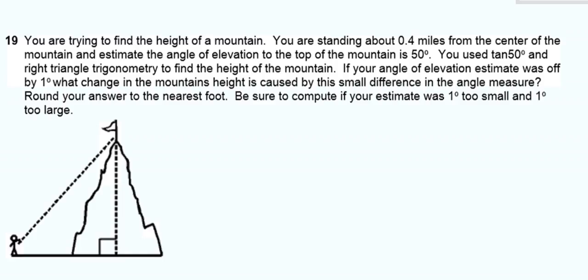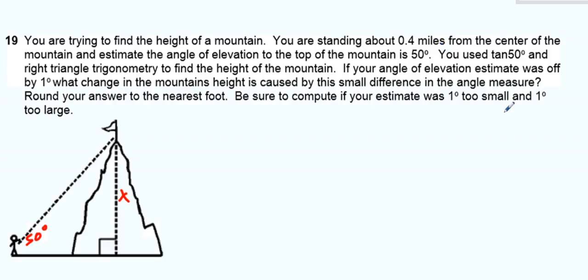You're trying to find the height of a mountain. You're standing 0.4 miles from the center of the mountain, and you estimate that the angle of elevation is 50 degrees. You use tangent 50 degrees and right triangle trigonometry to find the height of the mountain. So we estimated that this is 50 degrees, and we estimate the height of the mountain right there, knowing that we are 0.4 miles away.